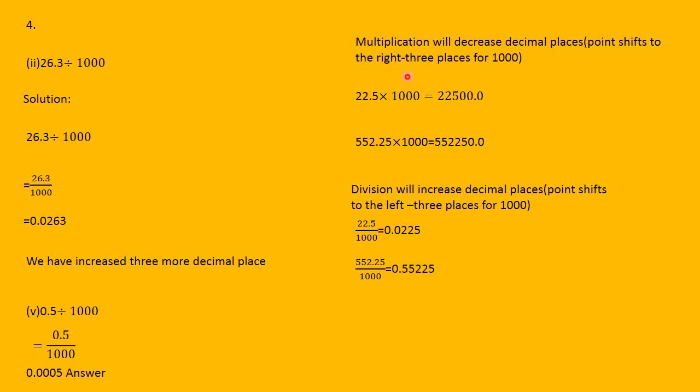So when you are multiplying by 10, 100 or 1000, the decimal point shifts to the right and hence the decimal places will decrease. Whereas when you are dividing by 10, 100, 1000, the decimal places will increase. Okay.